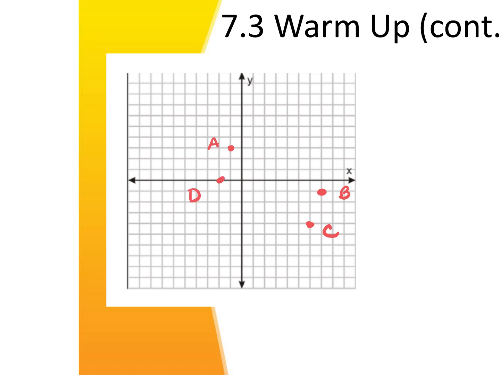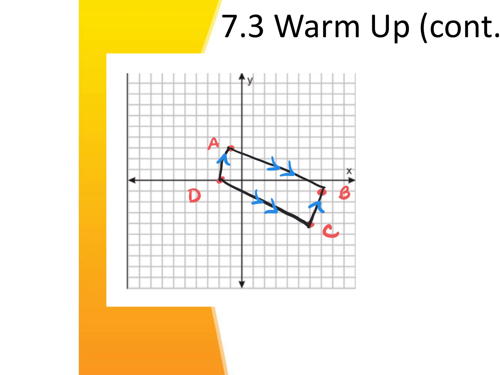Now, in order to show that this figure is a parallelogram, I would either need to have shown that these sides are congruent and these sides are congruent. I can't count squares. I would have to do the distance formula. Or what I'm going to do is show that both pairs of opposite sides are parallel. And remember, parallel lines have the same slope. So I'm going to just count the rise and the run.